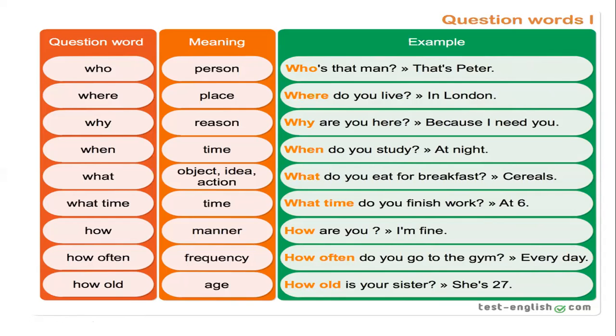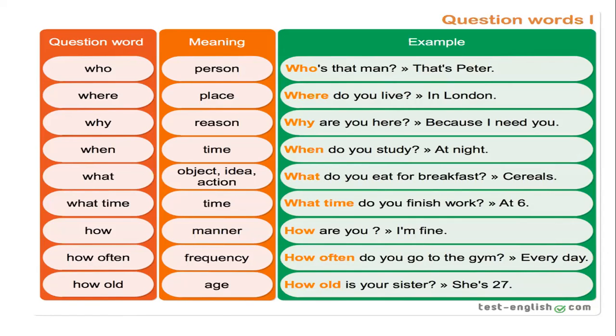What? When I ask what, I'm asking about an object, idea, or action. What do you do for breakfast? Cereals. What time do you finish work? At 6. How? When I use how, I'm asking about the manner of something. How are you? I'm fine. How frequent? How often? Remember that how often is also a frequency adverb. In that case, I'm asking how often do you go to the gym? Every day. How old? When I use how old, I'm asking about the age. How old is your sister? She's 27.